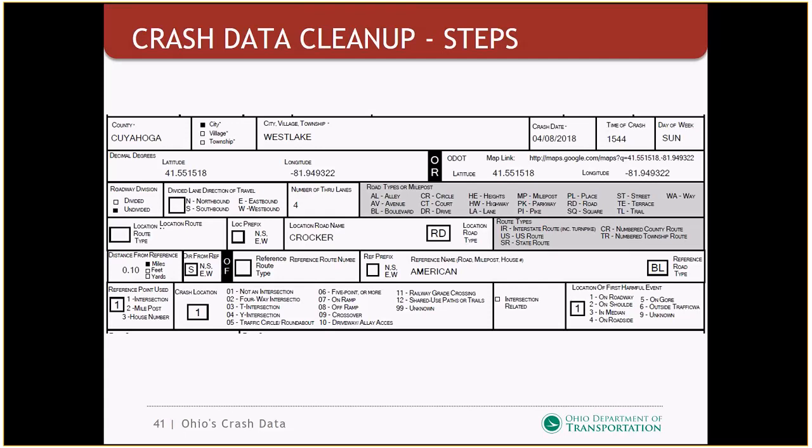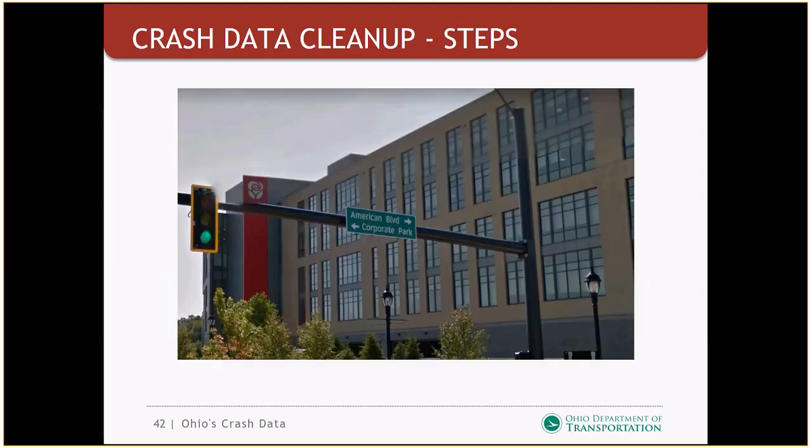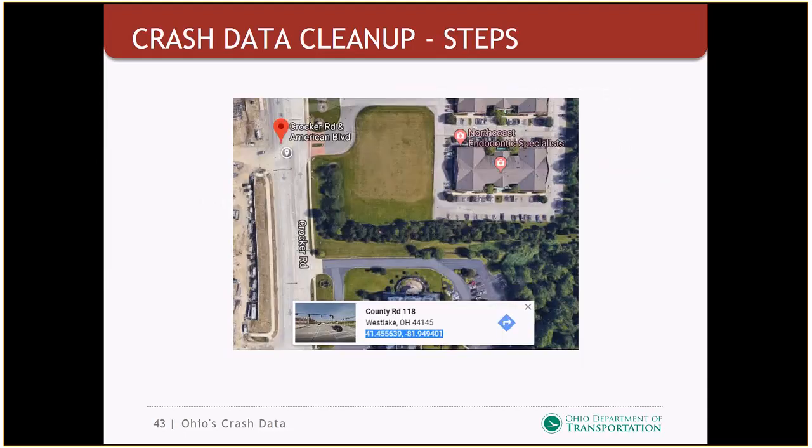So if I look at the crash report form, the officer indicated that this crash occurred on Crocker Road, a tenth of a mile south of American Boulevard. So thankfully, Google knows where American Boulevard is because it's not in the state's data system. And it's a good reason why, because it's under construction. So the east side of this road was Corporate Park, and the west side of the road is that new American Boulevard. But Google knew it was coming in. So I was able to find it in Google.